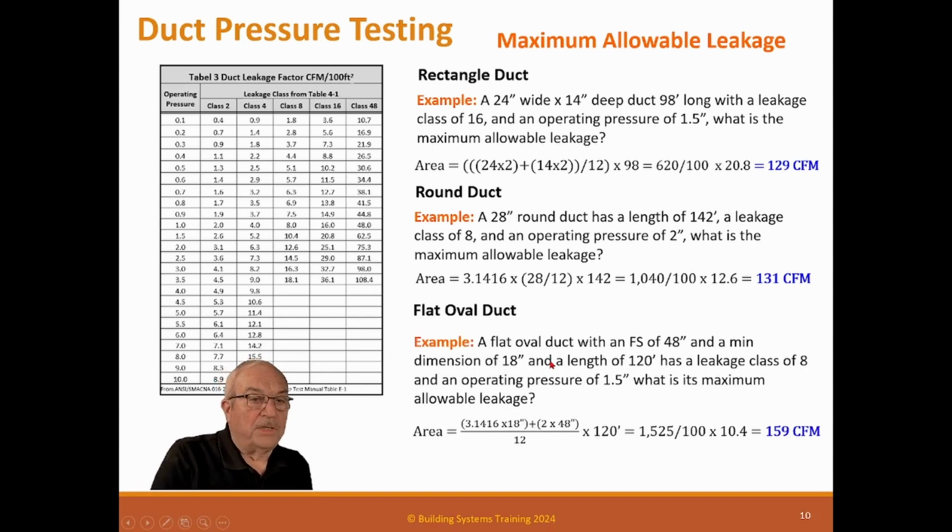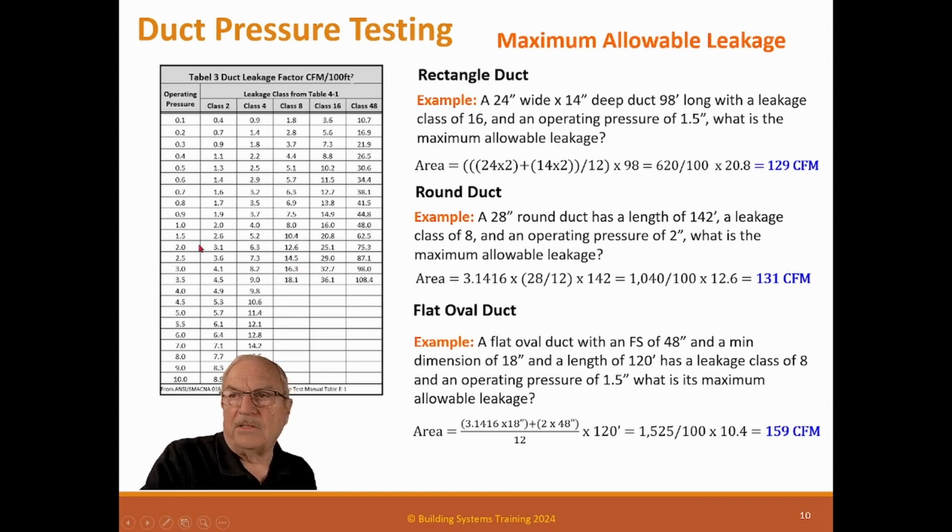On a flat oval duct, the same oval duct we did before, we have a 120-foot length, and we have a class 8 with an operating pressure of 1.5. So for class 8 at 1.5, we're at a 10.4 factor. So here's that formula, which equals 1,525 square feet divided by 100, times 10.4, which is 159 CFM.